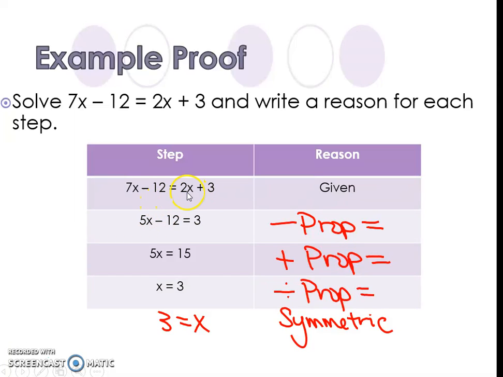So now you're going to subtract 2x to get the 5x. When you subtract the same thing left and right, that's the subtraction property of equality. You can write SPOE, subtraction property of equality. And then we're going to add 12 to each side to combine. That's the addition property of equality, or APOE. And then we're going to divide each side by 5. That's the division property of equality, which is DPOE.